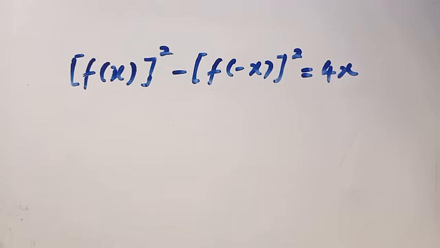Today we have an interesting functional equation: given that (f(x))² minus (f(-x))² equals 4x, we are trying to find f(x) for all x that satisfy this. But before I solve it, how do you think of solving this problem in a simple and comprehensive way? Let's look up the answer in the comment box, and I'll be applying only one method to solve this. If there's another method, let's hear it in the comment box.